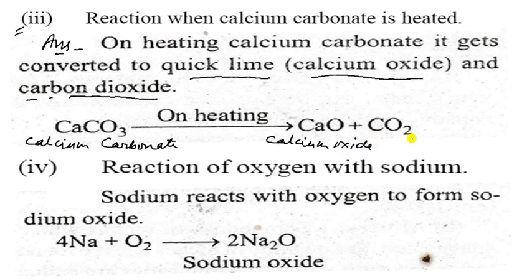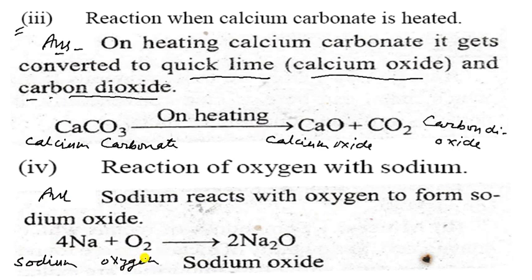It is your third part, reaction when calcium carbonate is heated. So that one is your answer. So you have to write on heating calcium carbonate, it gets converted to quicklime, that is the calcium oxide, and carbon dioxide. So in this reaction, it is the calcium carbonate. On heating, it gives calcium oxide and carbon dioxide.